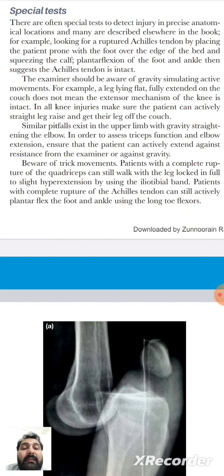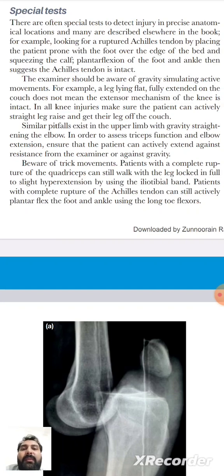As we all know, the gastrocnemius and soleus muscle join together and form the Achilles tendon, and it gets inserted onto the heel, the calcaneus. And when we compress the calf, the gastrosoleus complex, the tendon gets contracted and the plantar flexion of the foot occurs. This shows that the Achilles tendon is intact. And if we compress the calf and the foot doesn't get plantar flexed, the Achilles tendon is ruptured.